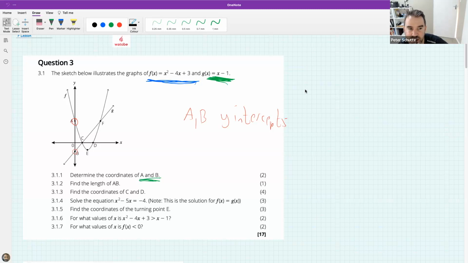So just to begin, A and B, what's special about them is they're both y-intercepts. A is where the graph F cuts the y-axis, and B is where the graph G cuts the y-axis. So A and B are both y-intercepts. Now I want you to try and find me what the coordinates of A and B are, the y-intercepts. I'm going to wait for someone to put their hand up or to put the answer in the chat.